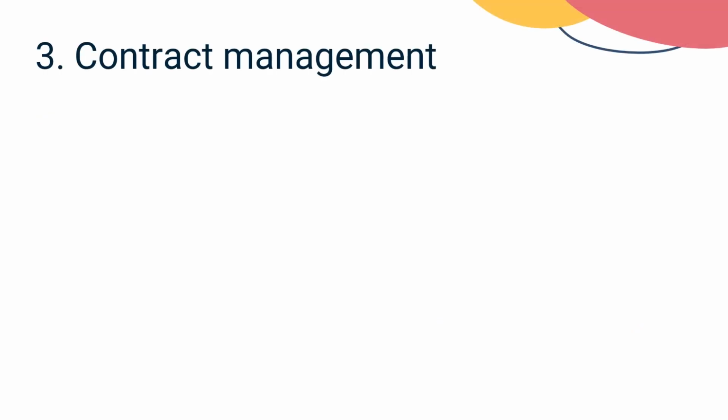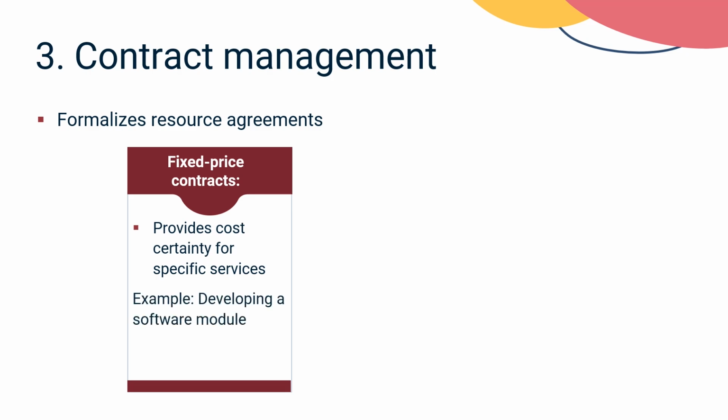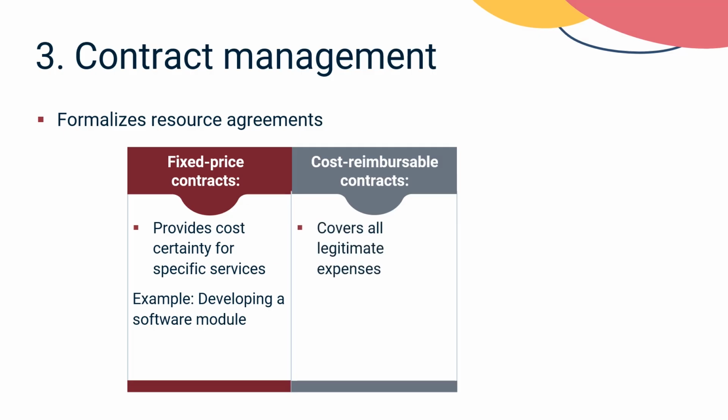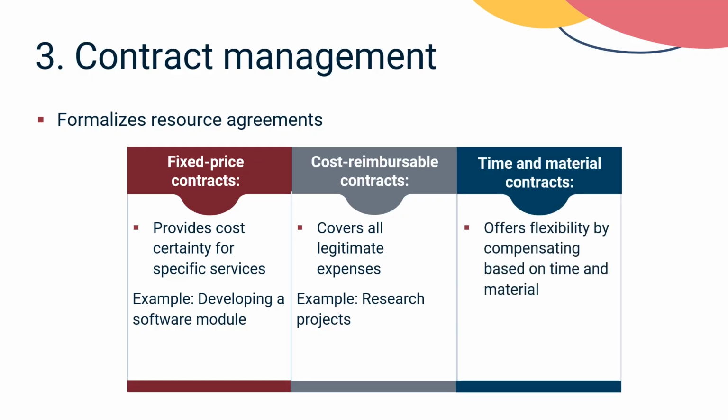Contract management is another method to formalize resource agreements. Fixed-price contracts provide cost certainty for specific services, like developing a specific software module. Cost-reimbursable contracts cover all legitimate expenses and are suitable for unpredictable costs, such as research projects. Time and material contracts offer flexibility by compensating based on time spent and materials used. For example, this might be suitable for ongoing maintenance work.